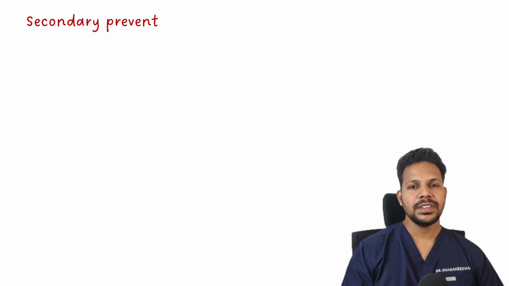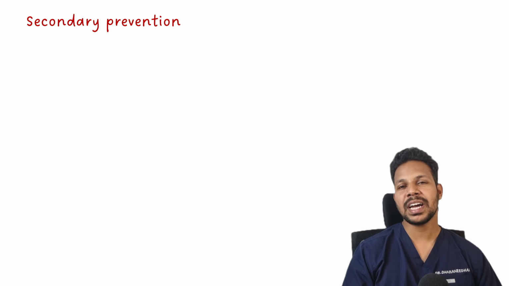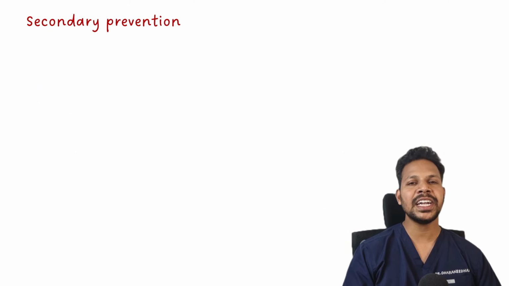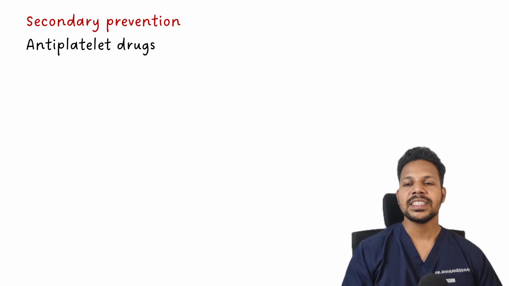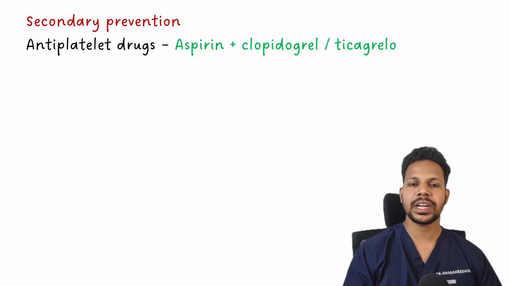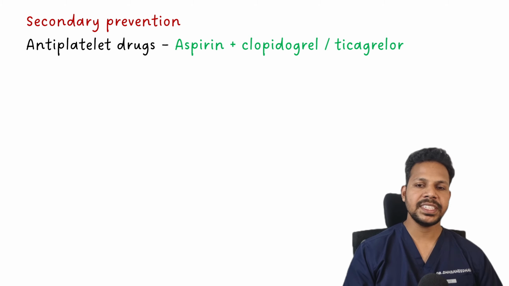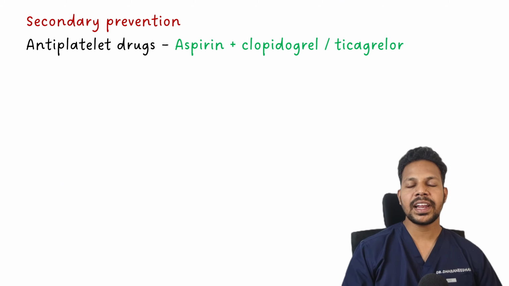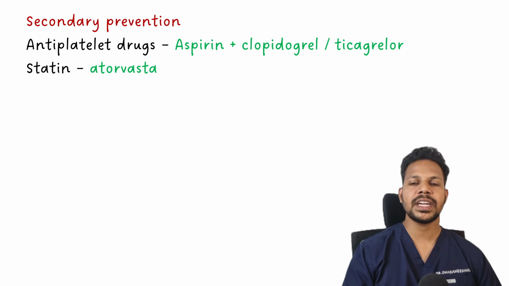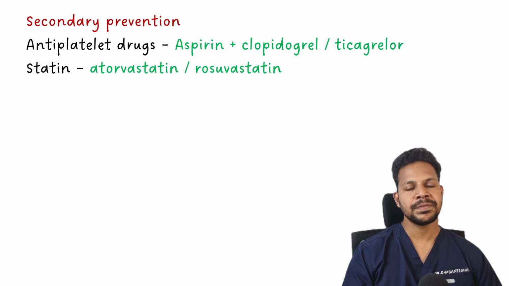Now let's look at the secondary prevention. For secondary prevention, you can use antiplatelet drugs as well as statins. The antiplatelet drugs that we commonly use are aspirin plus clopidogrel or ticagrelor. Prasugrel is not used commonly here. Prasugrel is used only when the patient is undergoing PCI. And statins, particularly high intensity statins, that is atorvastatin or rosuvastatin, can be used.